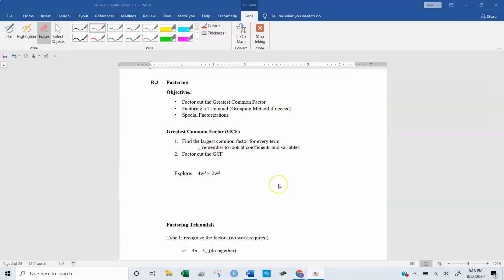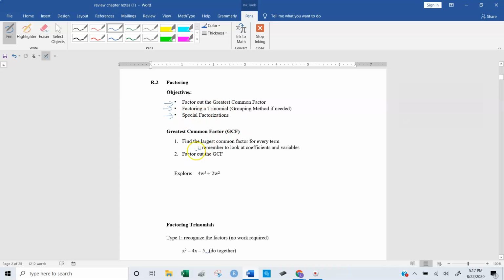All right, our objectives for today are factoring out the greatest common factor, factoring a trinomial, and special factorization. A few that you might not remember, but you've probably done before.